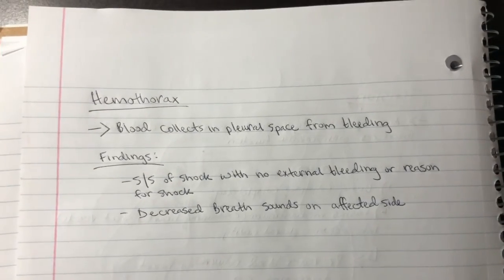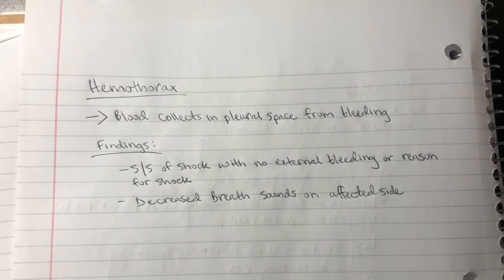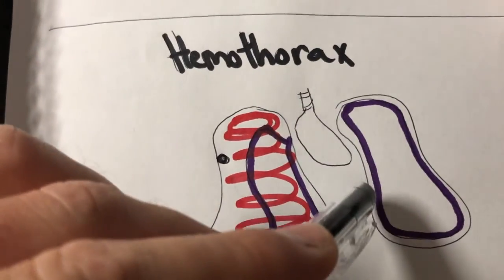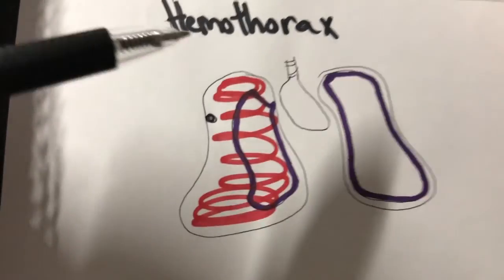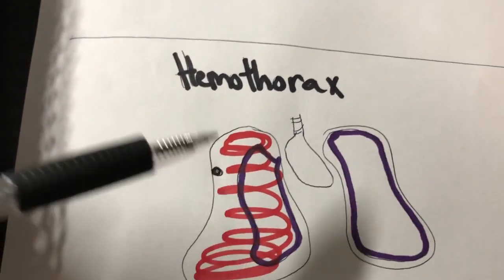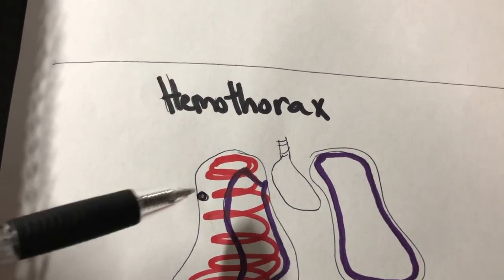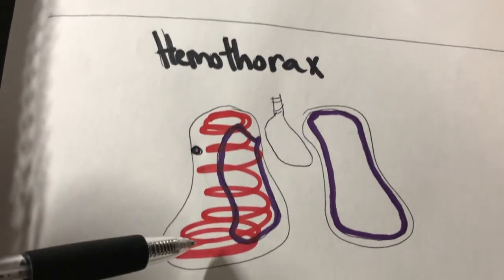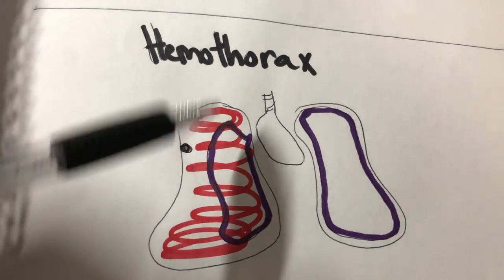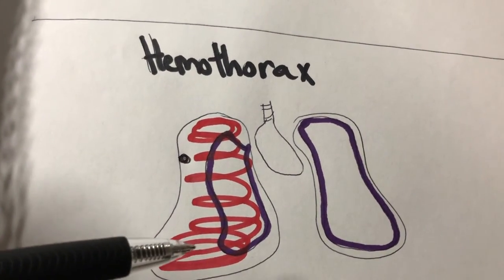Finally, last one, hemothorax, which is just blood collecting in the pleural space. Again, I'll bring it back to this. It's just that pleural space right there. It's pleural space, and it's blood accumulating. So it's a wound site, right? It's a pleural cavity. It's a wound site in there. Blood's accumulating in there from any source.